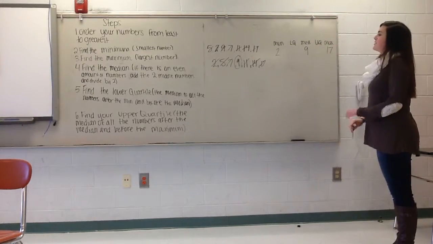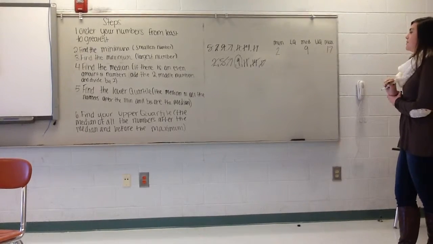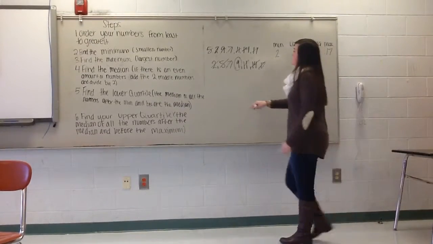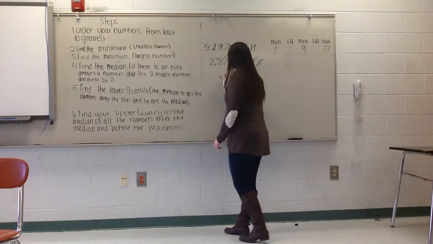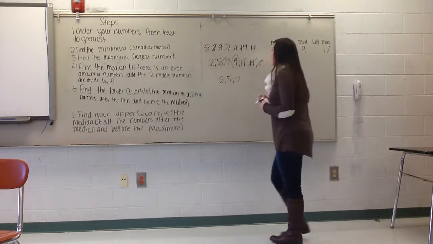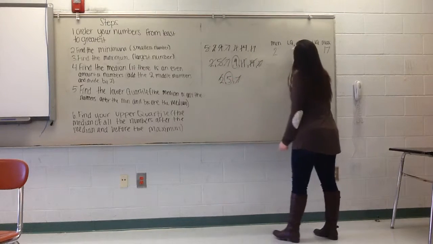For the fifth step, you're going to find the lower quartile, which is the median of all the numbers from your minimum to before the median. This is your minimum, so you're going to start here and go before you get to the median, which is 2, 5, 7. And then you're going to start on each side and take away by 1, and your lower quartile is 5.